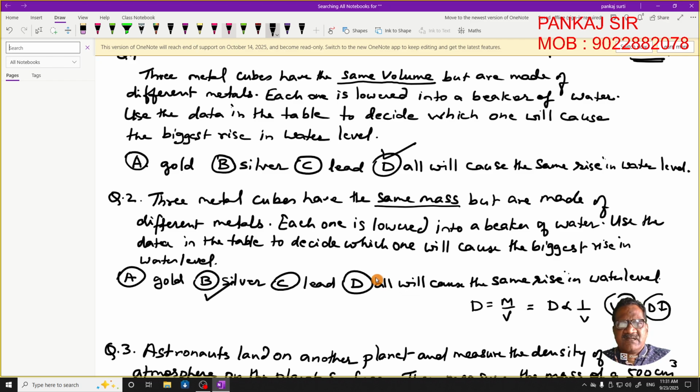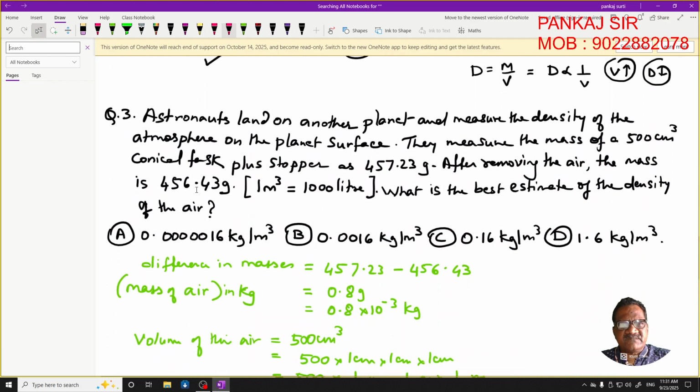Question number 3 says that astronauts land on another planet and measure the density of the atmosphere on the planet's surface. They measure the mass of a 500 centimeter cube conical flask plus a stopper as 457.23 grams. After removing the air from the conical flask, the mass is 456.43 grams. He has given you that 1 meter cube is equal to 1000 liter. What is the best estimate of the density of the air?